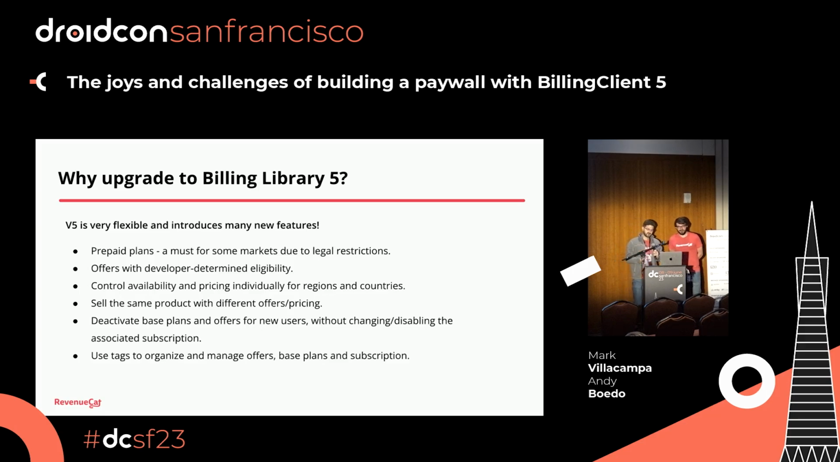What it allows you to do is a user can buy multiple periods of your app in advance. So for example, they can buy 3 months of your app subscription in advance, and it won't auto-renew, but that's the way to do it in India and some other countries that have restrictions like these. And you can do this starting Billing Library 5. You can also do other cool things, like for example, they have a new concept of developer-determined eligibility for offers.